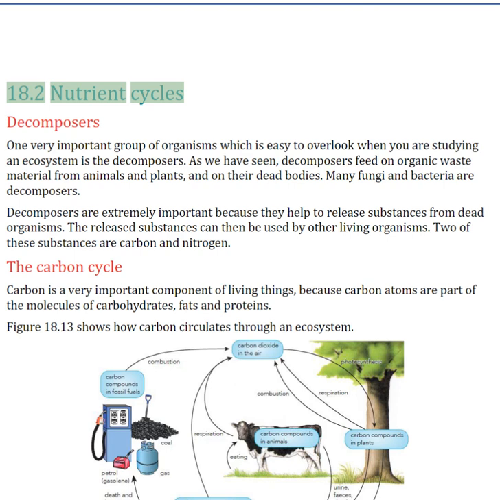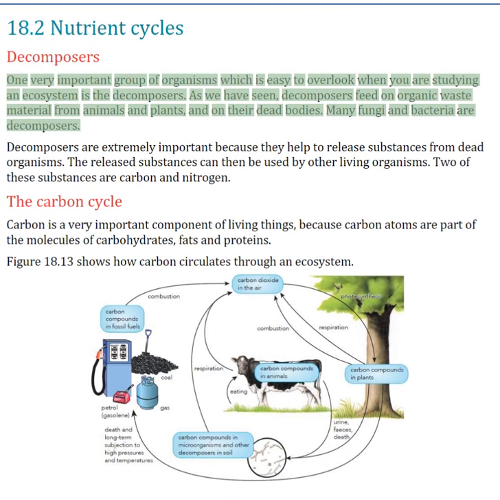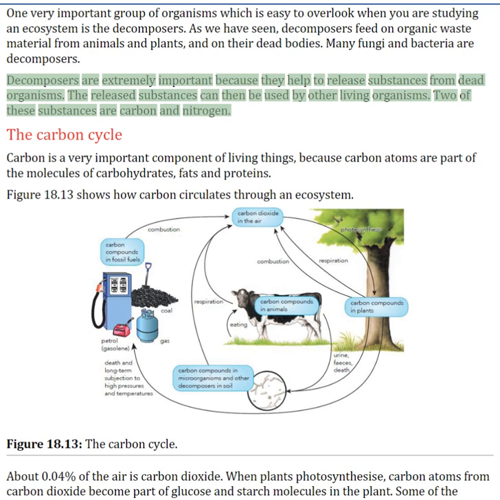18.2 Nutrient cycles. Decomposers. One very important group of organisms which is easy to overlook when you are studying an ecosystem is the decomposers. As we have seen, decomposers feed on organic waste material from animals and plants and on their dead bodies. Many fungi and bacteria are decomposers. Decomposers are extremely important because they help to release substances from dead organisms. The released substances can then be used by other living organisms. Two of these substances are carbon and nitrogen.